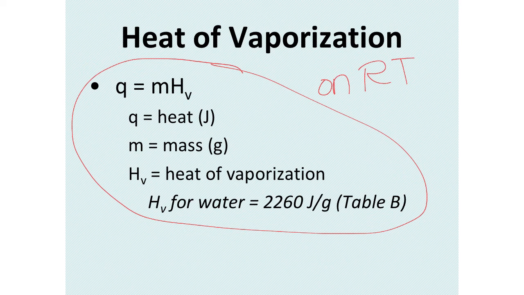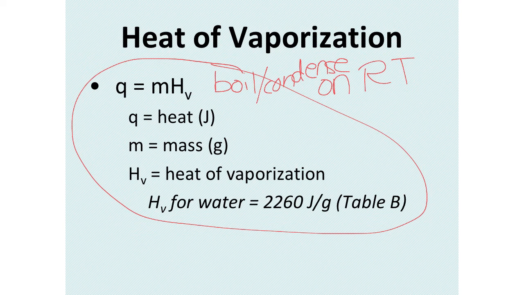Next to the formula, it would be very wise to write boil/condense. We use this for liquid to gas or gas to liquid. Boiling is an endothermic process. Condensing is exothermic and releases energy. Q is always heat, measured in joules. M is mass, measured in grams.